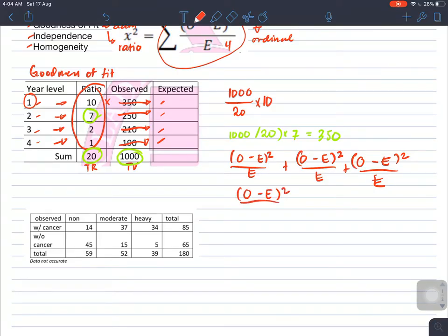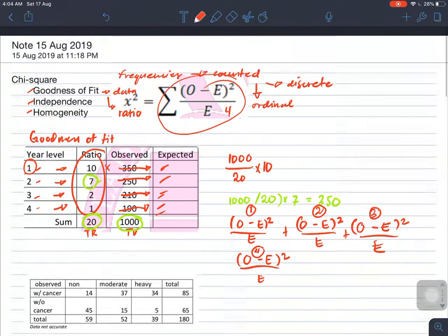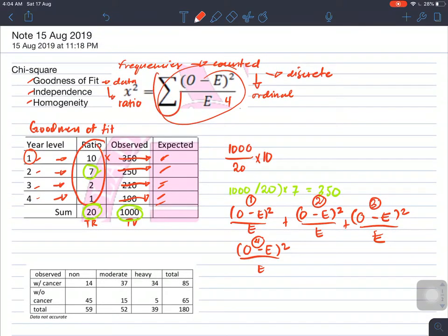So, kung apat po yung terms natin, or rather, apat po yung ating values, apat din po yung terms na gagamitin natin. So, this is for year level 1, this is for year level 2, this is for year level 3, this is for year level 4. I-add po natin yan because again, huwag po natin kalimutan itong summation.